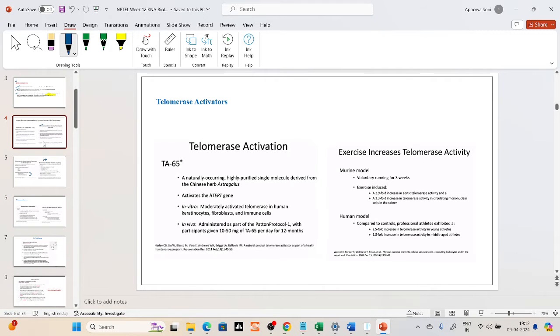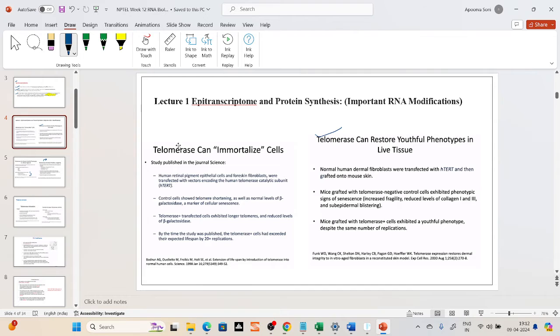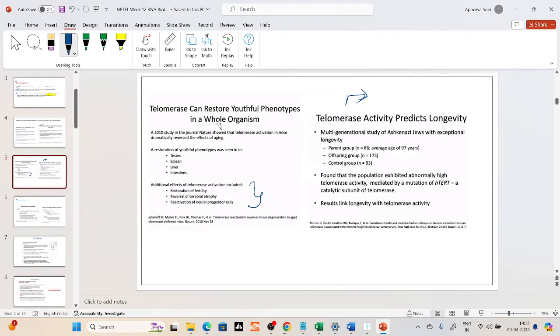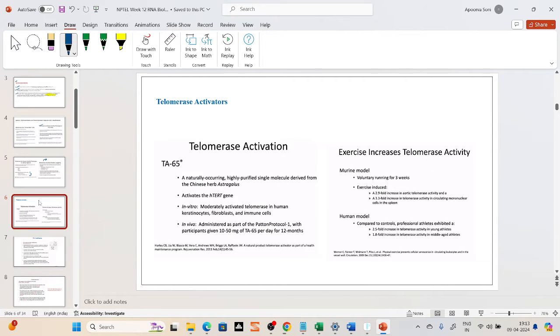Okay. So up till now, we studied that telomerase can immortalize the cells. Telomerase can restore the youthful phenotype. Telomerase can also restore the youthful phenotype in other different organs, and it can have some other functions as well. And telomerase activity predicts longevity. Now comes another term, which is telomerase activators. What is the meaning of telomerase activator?